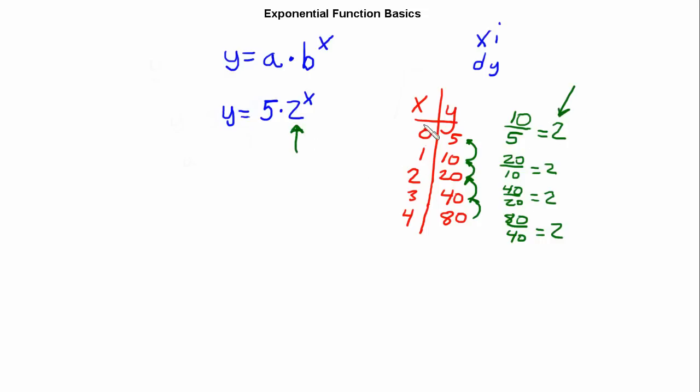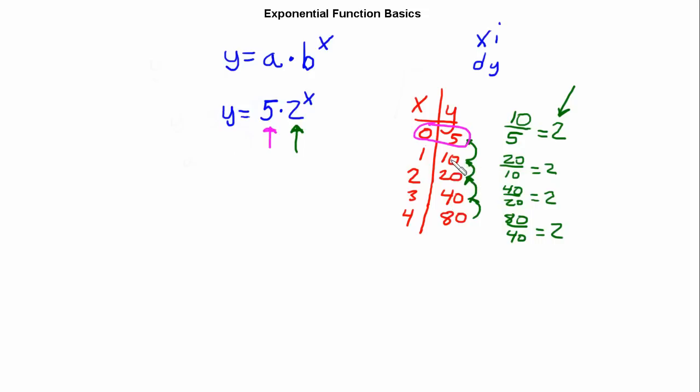So two things that we can do to get both the a and the b value. We look right here. When x is 0, what is y equal to? Whatever y is equal to is our a value right here. Our b value comes from, this is called successive ratios. It's a big term, but all it means is take one number and divide it by the one before it.